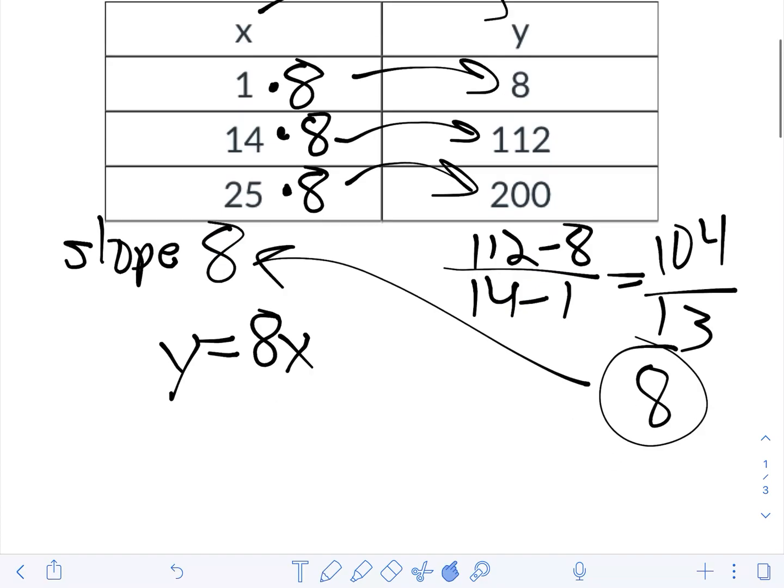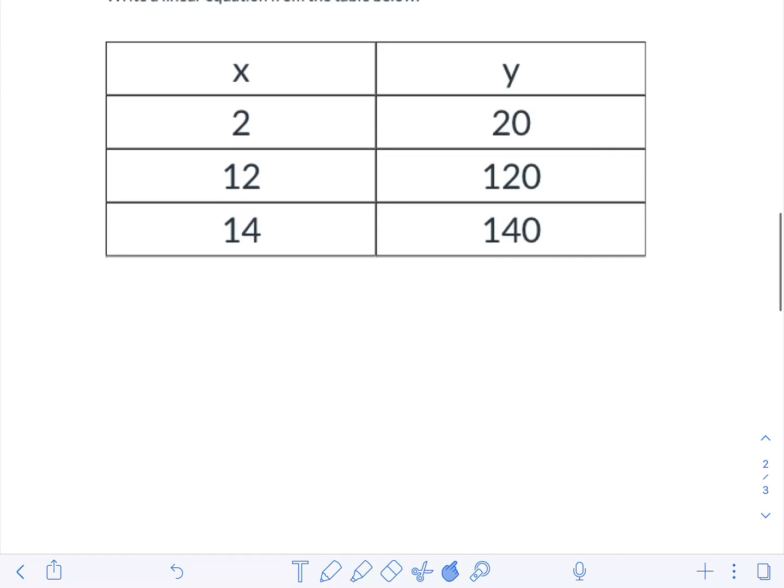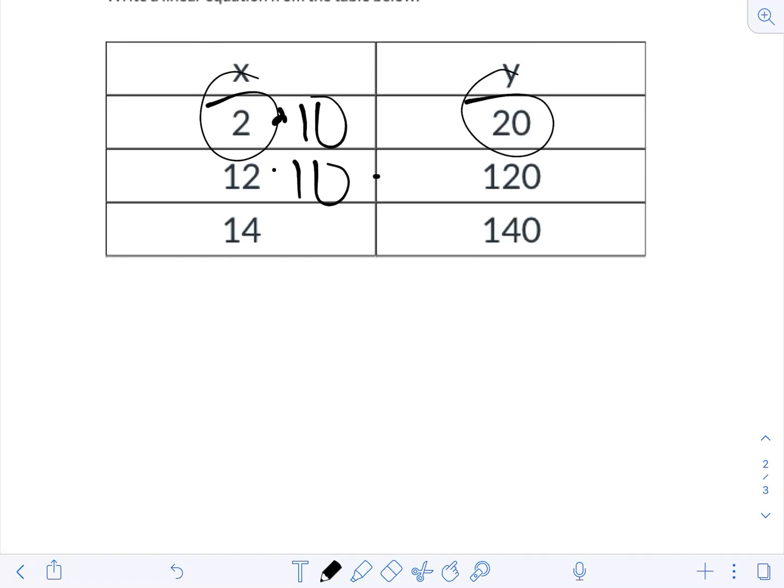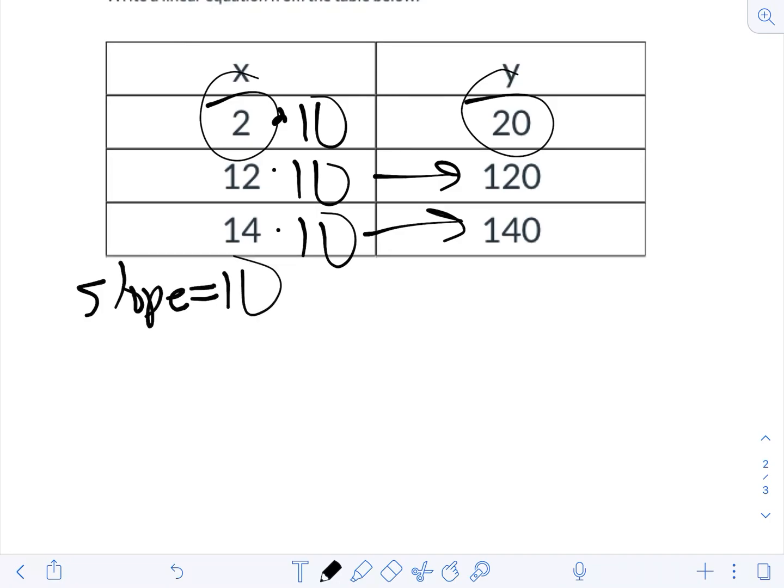Okay, let's look at another one. 2 times what gives you 20? Well, that would be 10. Okay, 12 times 10 gives you 120. 14 times 10 gives you 140. So that means 10 is our slope, and then our equation is y equals 10 times whatever x is. That's the steps it takes to turn an x into a y.